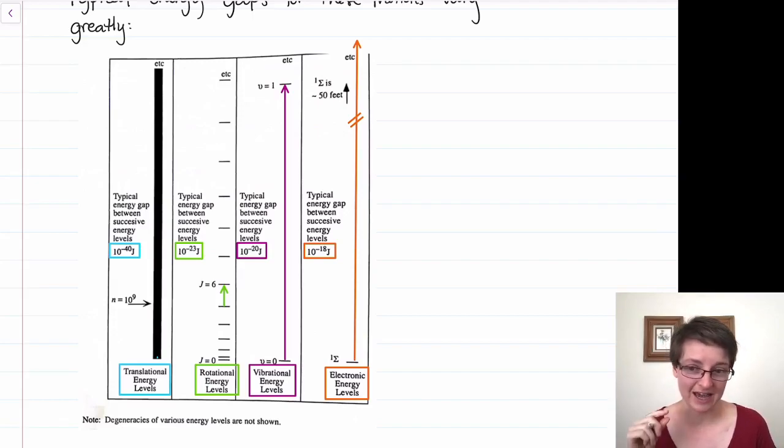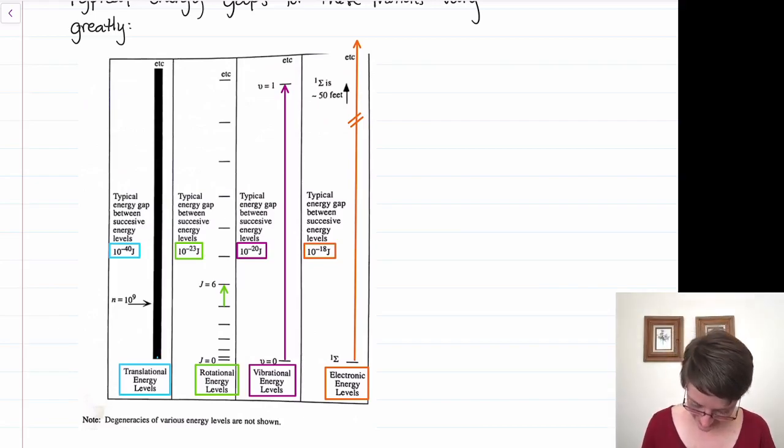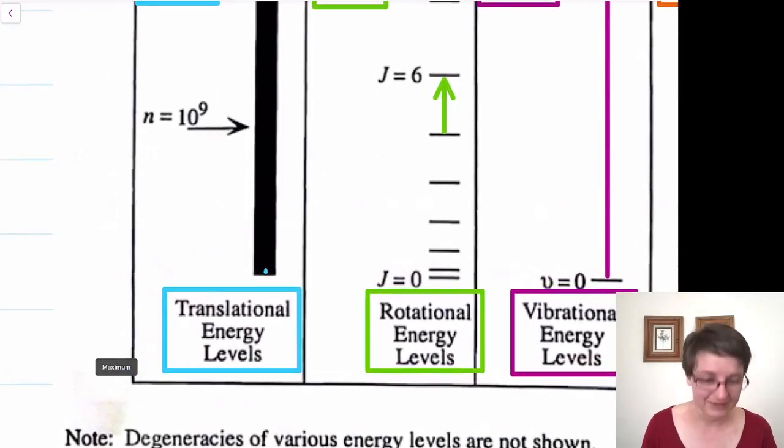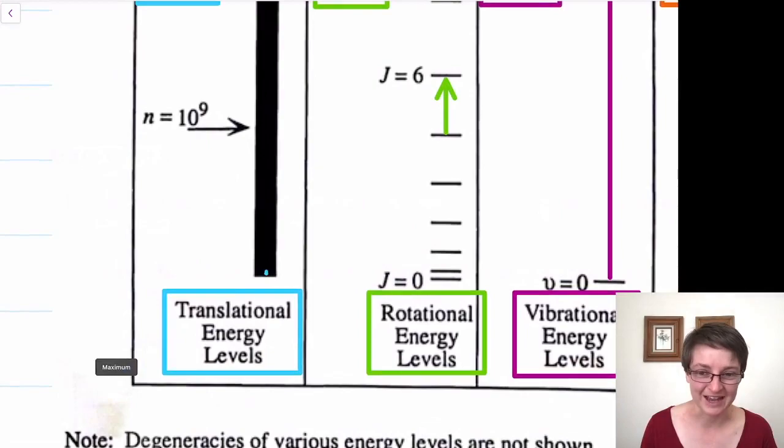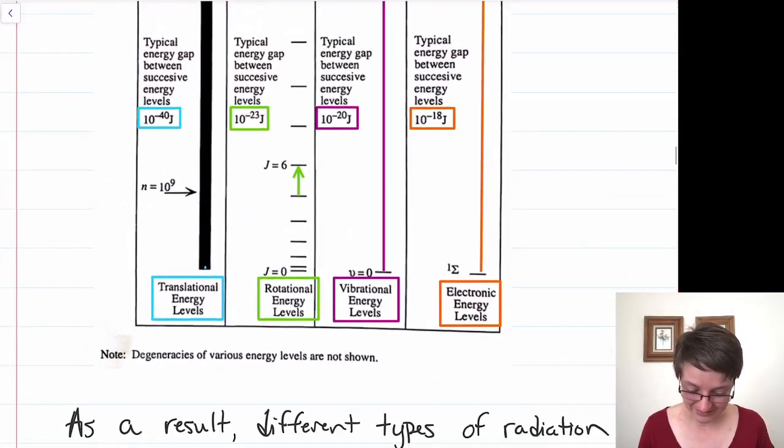Translational energy gaps are something on the order of 10 to the negative 40th joules. This is so small that I can't even draw an arrow to represent this energy gap. I just have to draw a little dot, and even then that's too big.